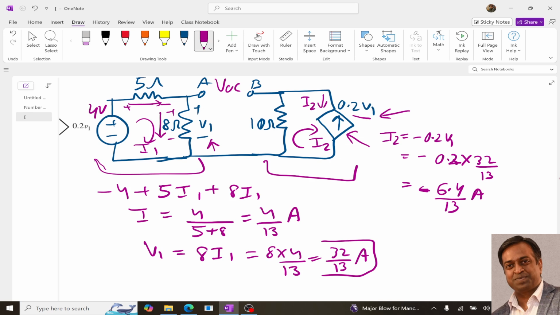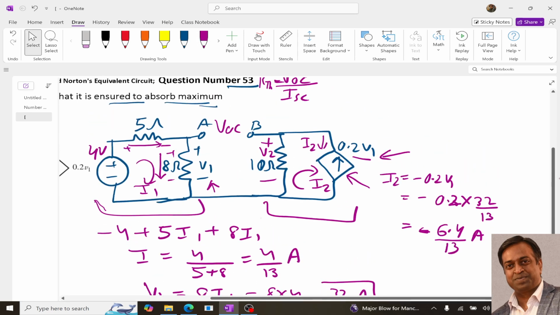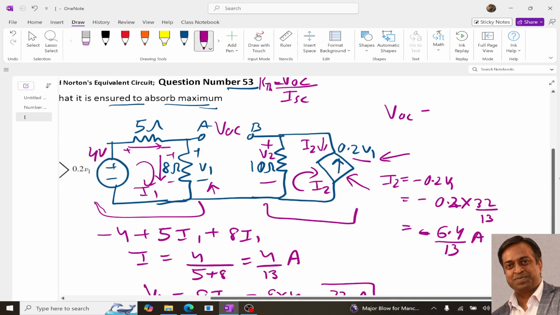Right. Now what do I need to determine? I need to determine VOC. And what is VOC? If I take this as V2, then our VOC will be V1 minus V2.